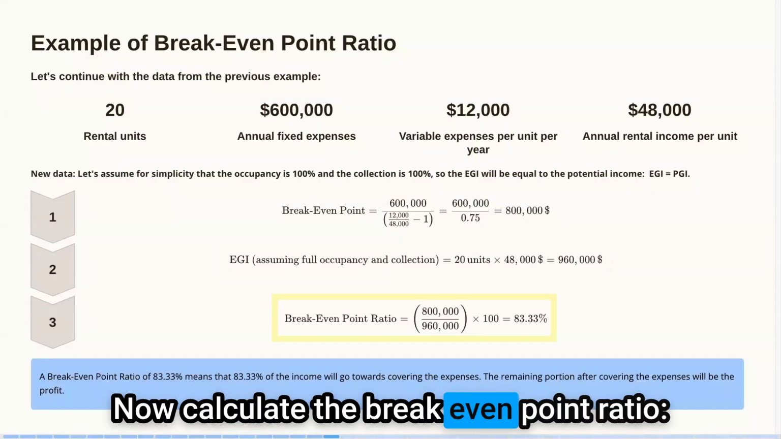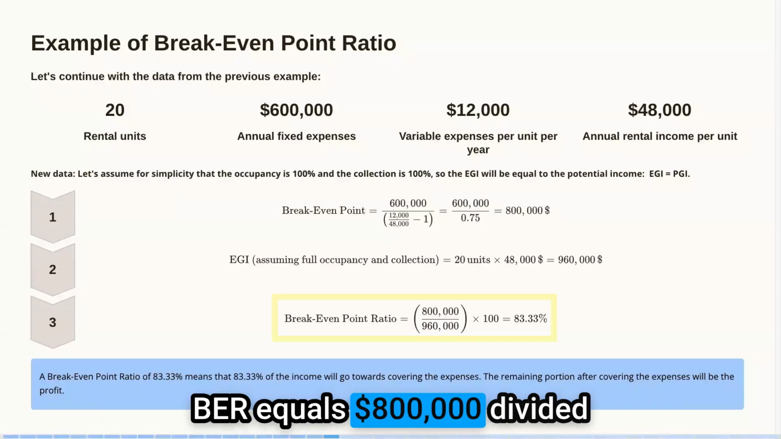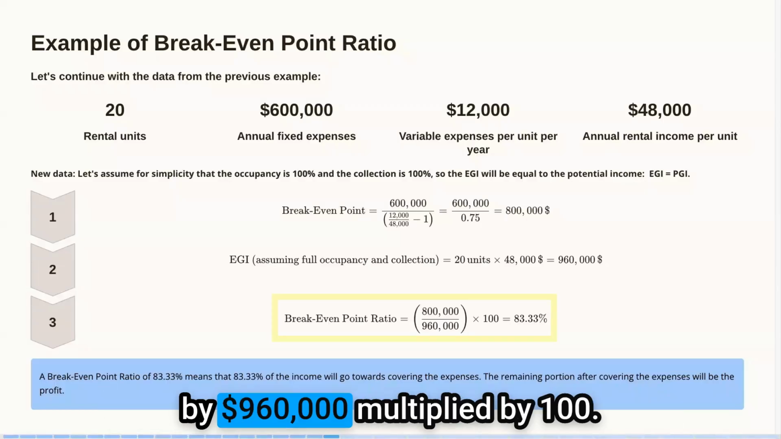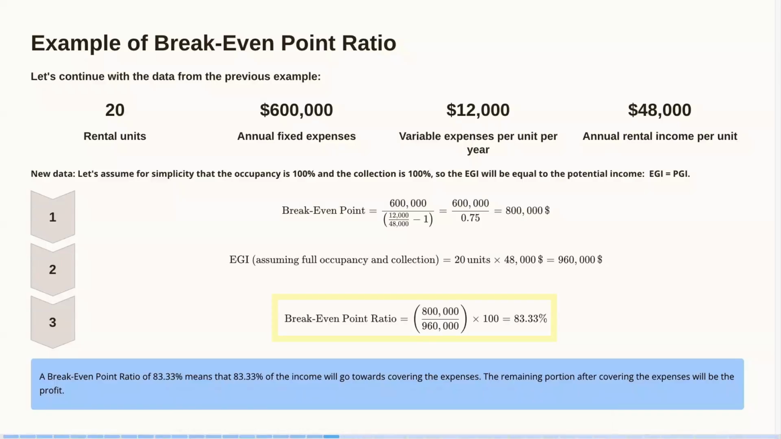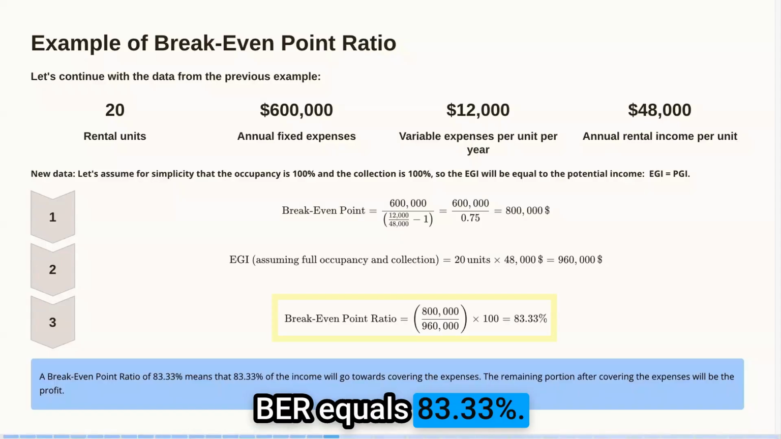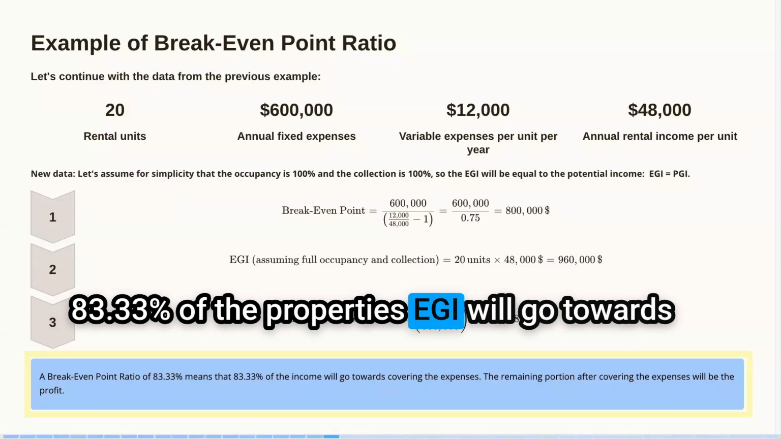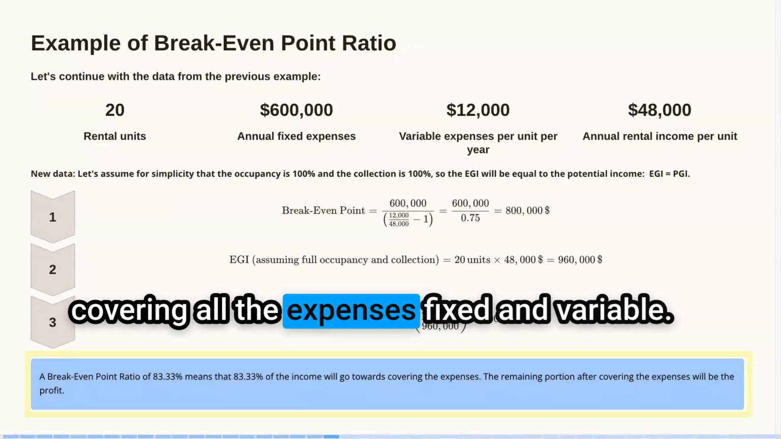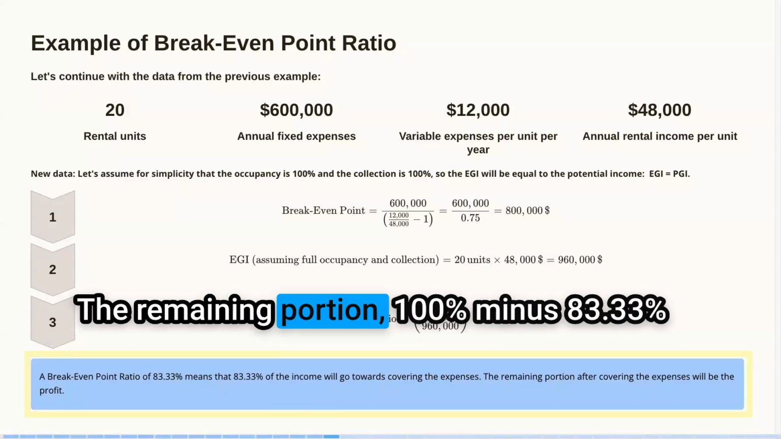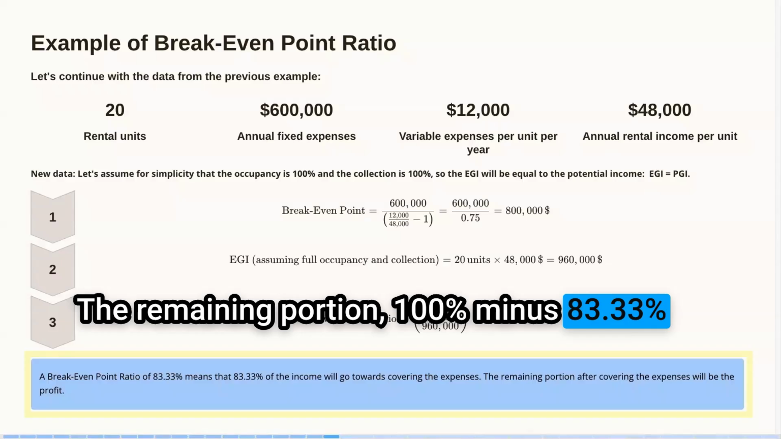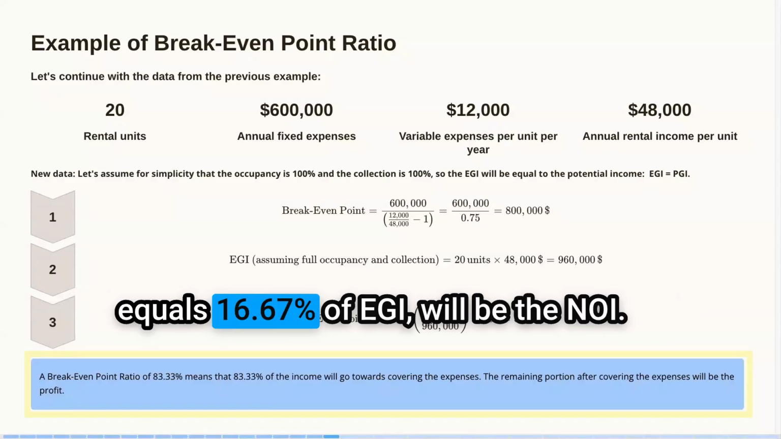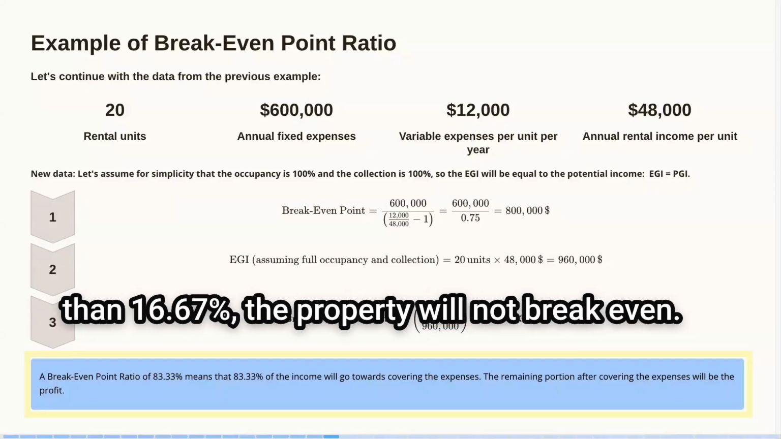Now calculate the break-even point ratio. BER equals $800,000 divided by $960,000 multiplied by 100. BER equals 83.33%. A break-even point ratio of 83.33% means that 83.33% of the property's EGI will go towards covering all the expenses, fixed and variable. The remaining portion, 100% minus 83.33% equals 16.67% of EGI, will be the NOI. This also means that if the EGI drops by more than 16.67%, the property will not break even.